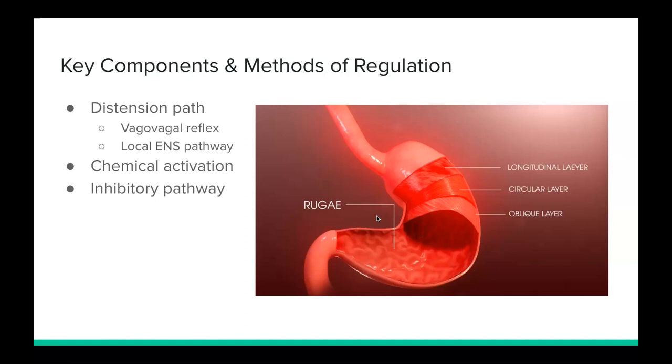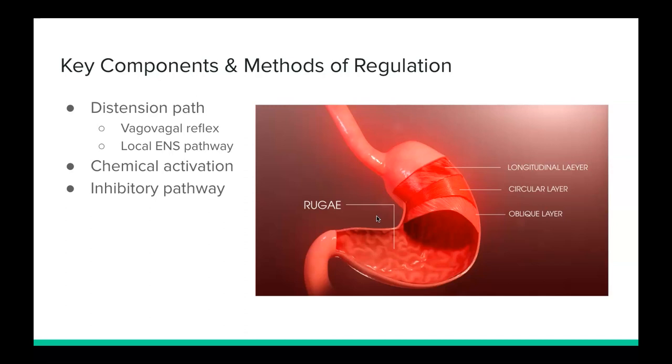Lastly is the inhibitory pathway. Low pH in the stomach stimulates antral D cells to release somatostatin. And somatostatin actually inhibits the gastrin release from the G cells, meaning reduced gastrin secretion reduces acid secretion.